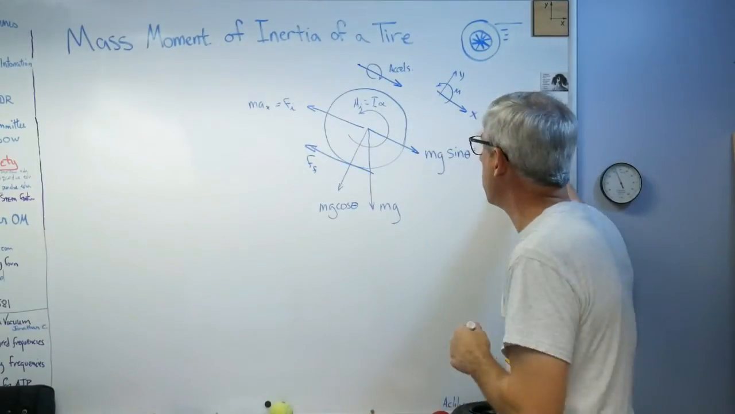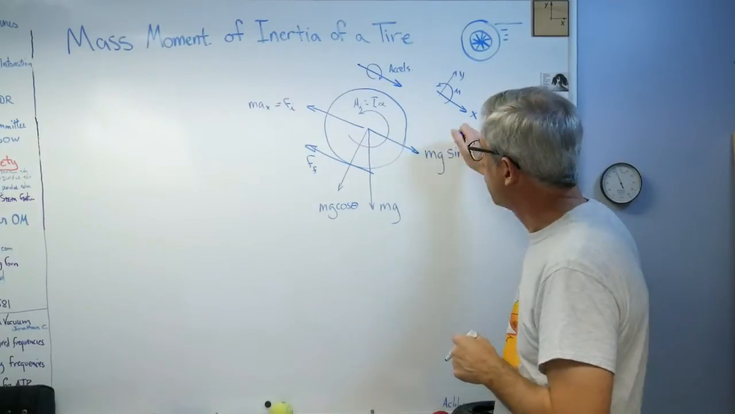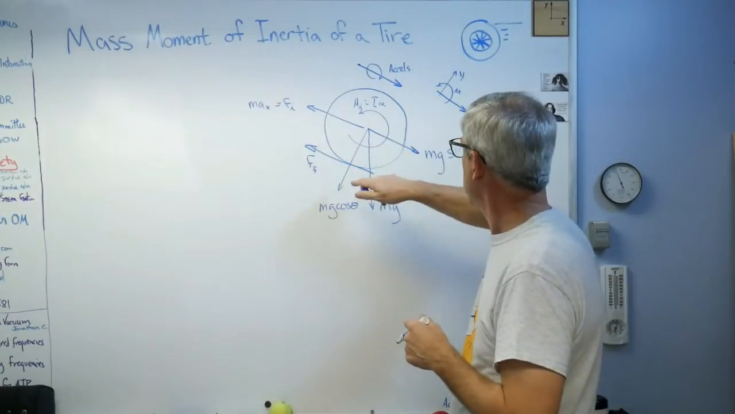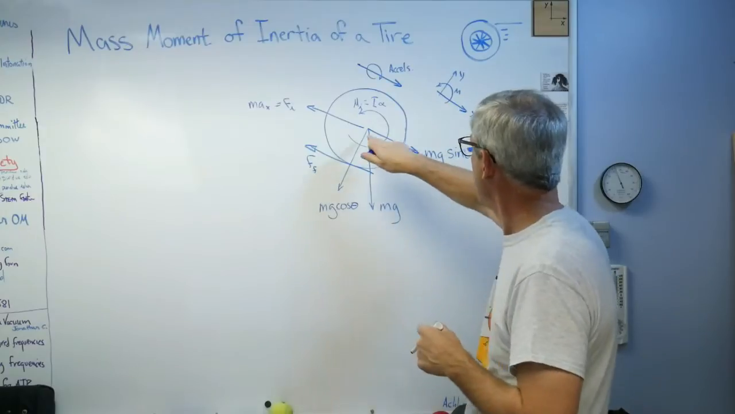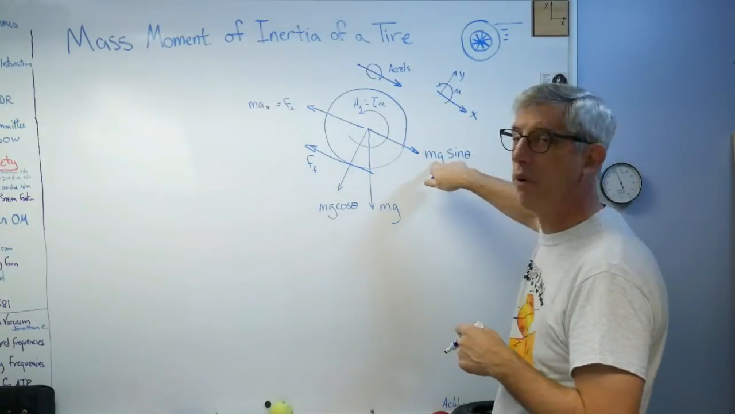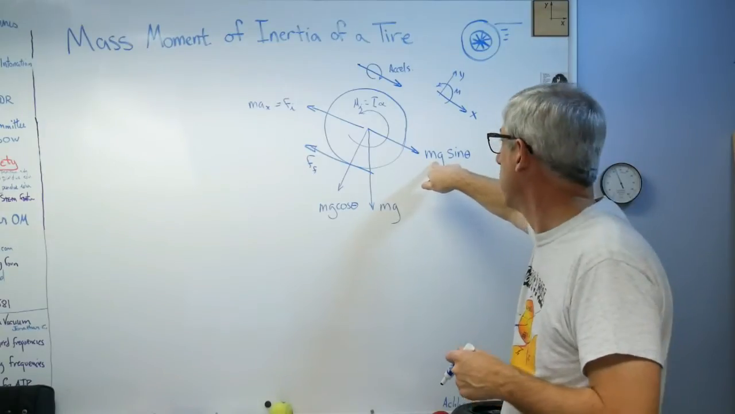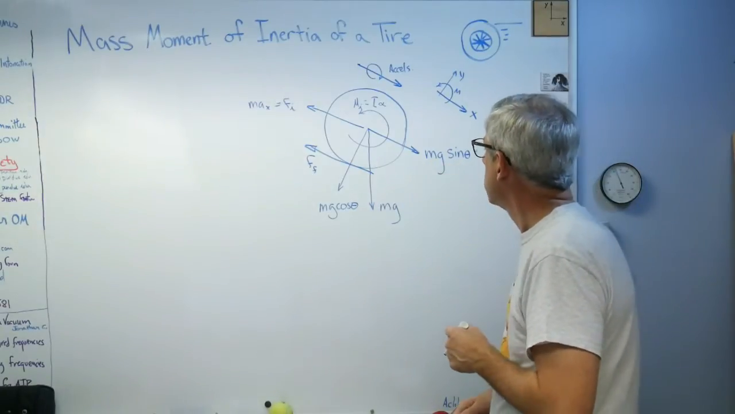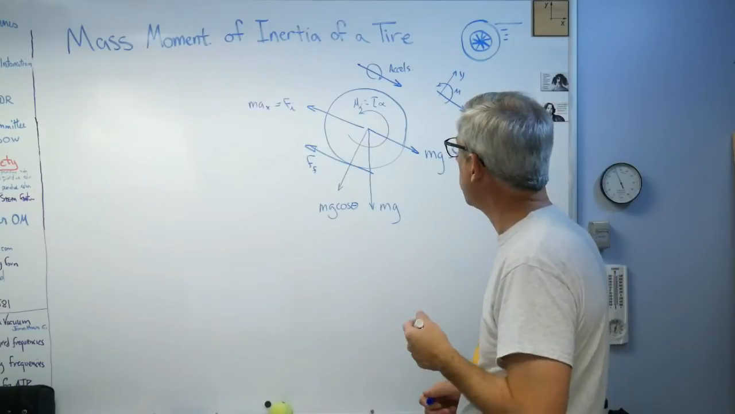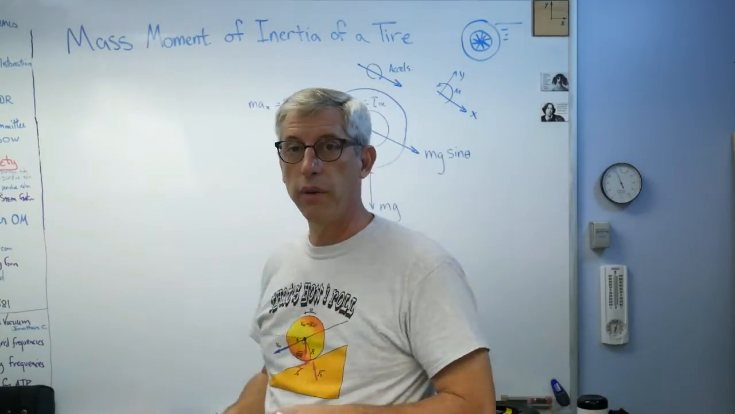So here we go. We've got all the forces on here. Friction force, all these, the weight and all this kind of thing. By the way, that component right there is what makes the tire roll down a ramp. Okay, without that it wouldn't roll. So we've got everything here.